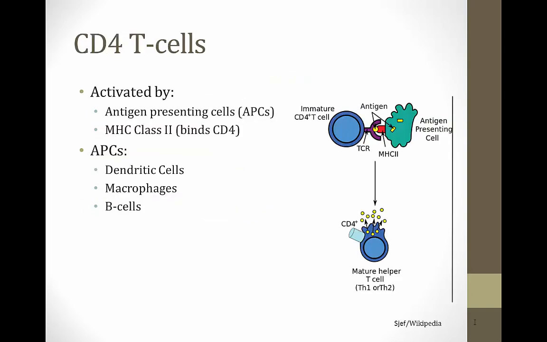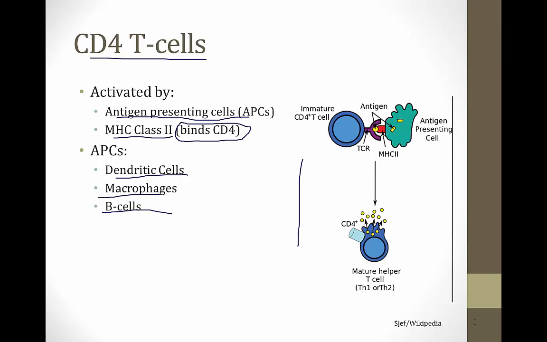So let's start by talking about CD4 T cells, and these T cells can be activated by antigen-presenting cells that possess MHC class II on their surface. We'll talk about MHC class II on the next slide, but it binds to the CD4 on the T cell. And the three types of cells that present antigen to CD4 T cells are dendritic cells, macrophages, and B cells, and this is a little depiction of it right here.